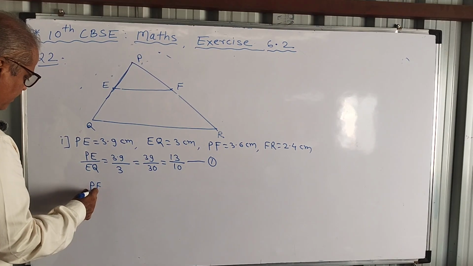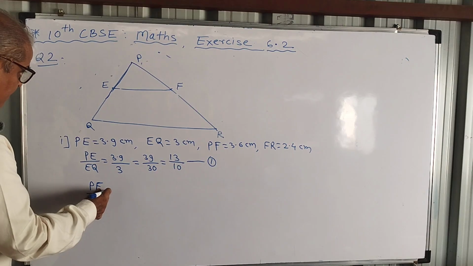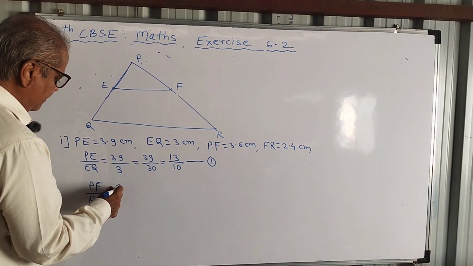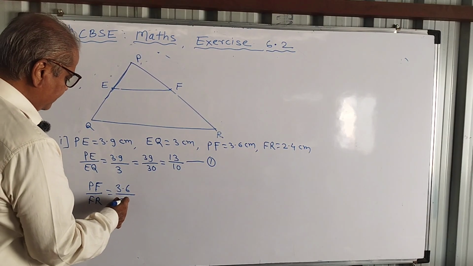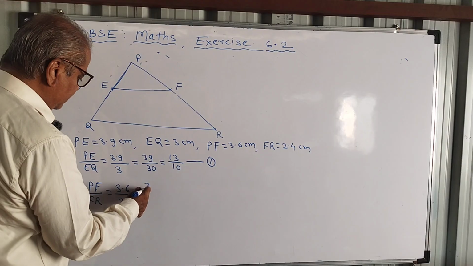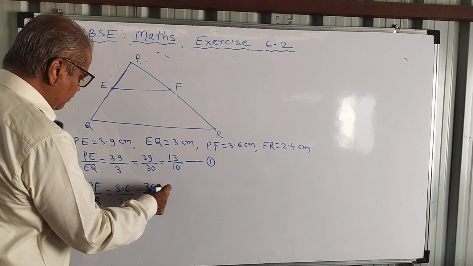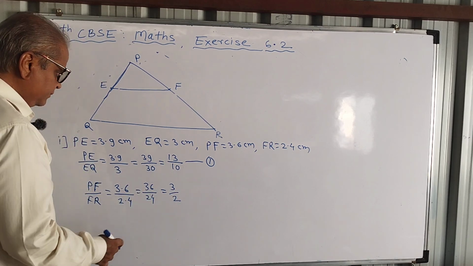PF upon FR. What is PF? 3.6. What is FR? 2.4. So it will be 36 upon 24. Let us reduce by 12. 12 3s are 36, 12 2s are 24. So 3 upon 2.